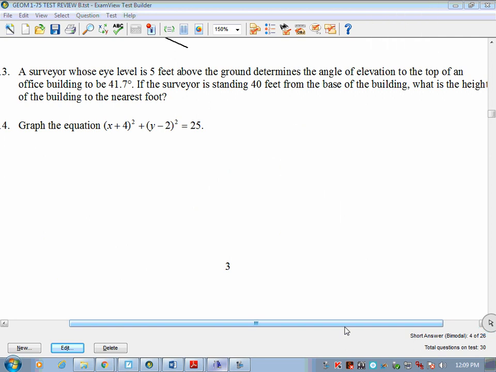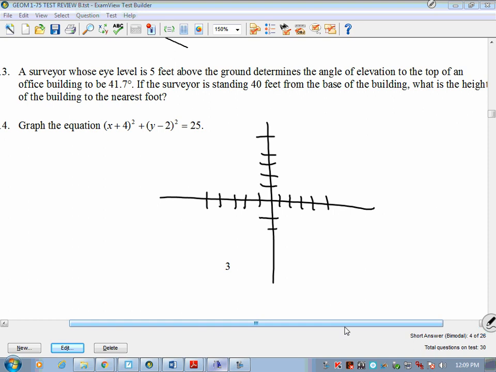Graph the equation (x plus 4) squared plus (y minus 2) squared equals 25. What is that equation graphing? A circle. So just looking at this, 1, 2, 3, 4, 5 in each direction. Where's the center of this circle at, according to that equation?